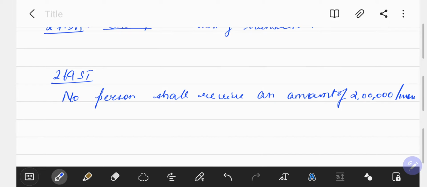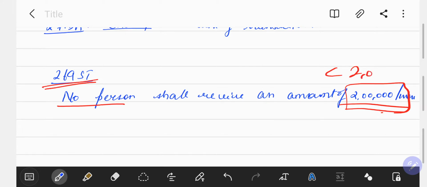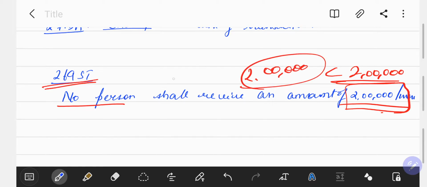Now section 269ST talks about no person shall receive an amount of 2 lakh rupees or more. So the limit is below 2 lakhs. Many of the CAs think that the limit is 2 lakhs. No, the limit is not 2 lakhs. The limit is 1,99,999. So the limit is below 2 lakhs.